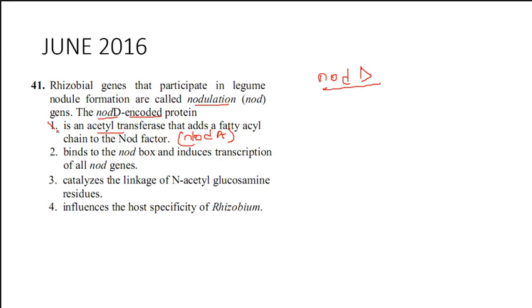Binds to the NOD box and induces transcription of all NOD genes, we already discussed. Catalyzes the linkage of N-acetyl glucosamine residues, so this was the role of NOD C. It induces the host specificity of rhizobium. Host specificity were other genes, NOD P, Q, L, etc. So B is the correct answer.